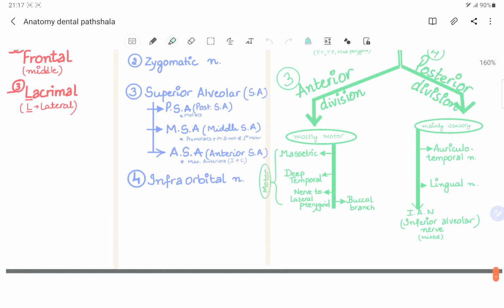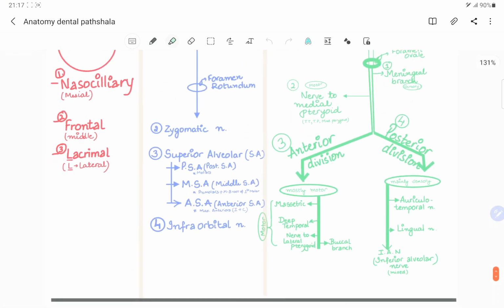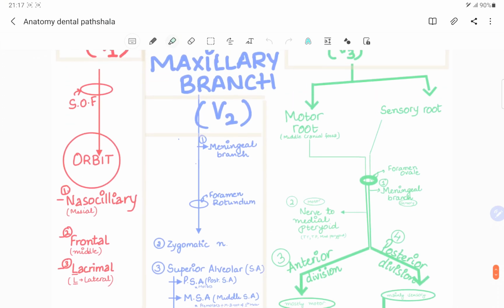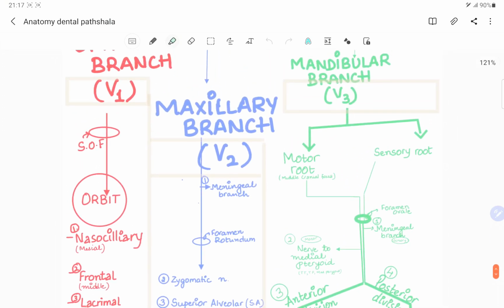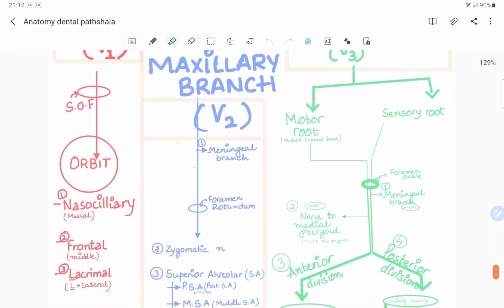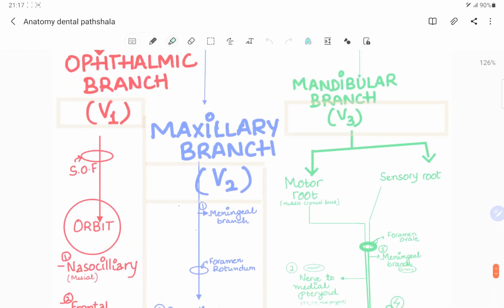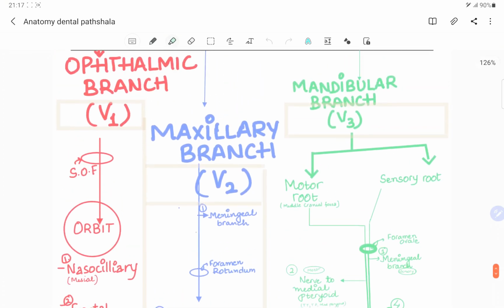Inferior alveolar nerve again divides into the mental nerve and the incisive nerve. So this is about the mandibular branch of the trigeminal nerve. We have also seen in a three-dimensional structure all the roots, and let's revise it again. The mandibular branch has got two roots, one motor root, another sensory root. The rest of the divisions of the trigeminal nerve have only the sensory root, but the mandibular branch is a mixed nerve, which contains both motor and sensory root.